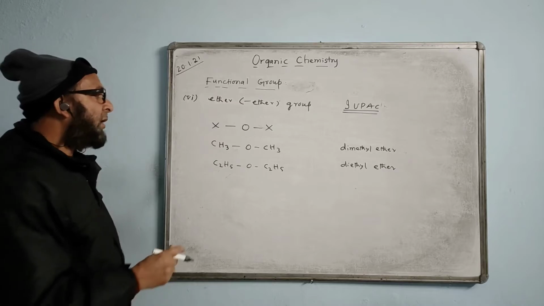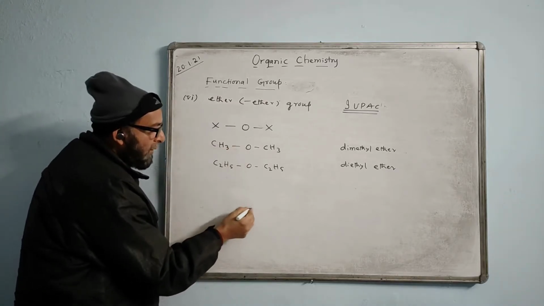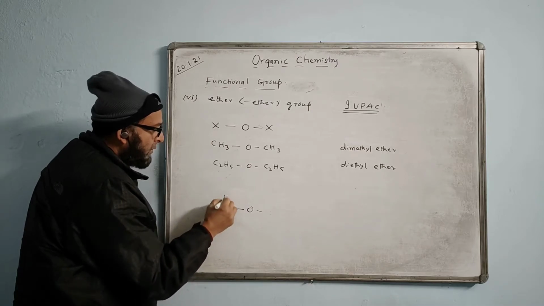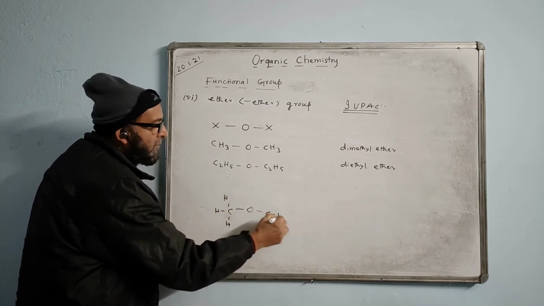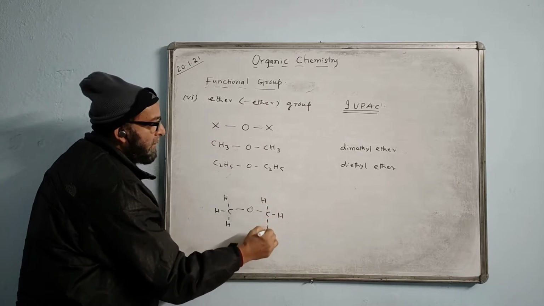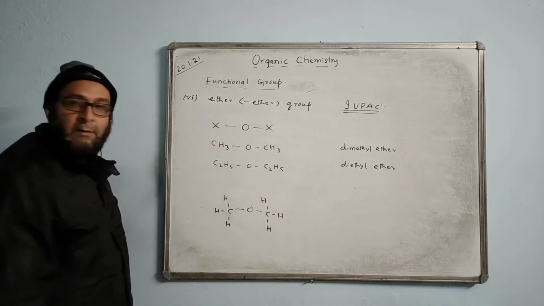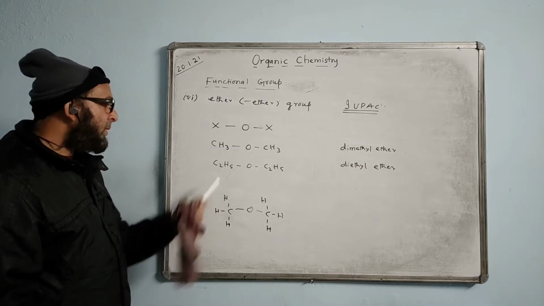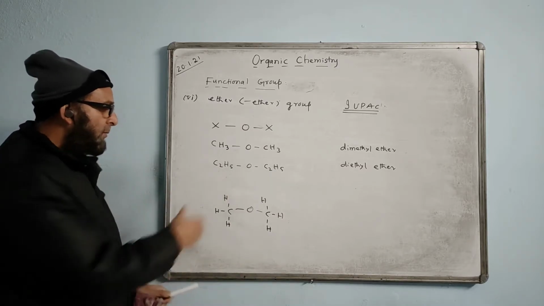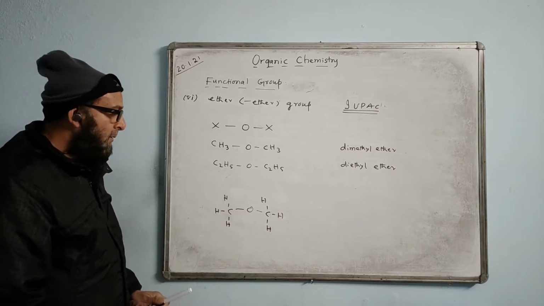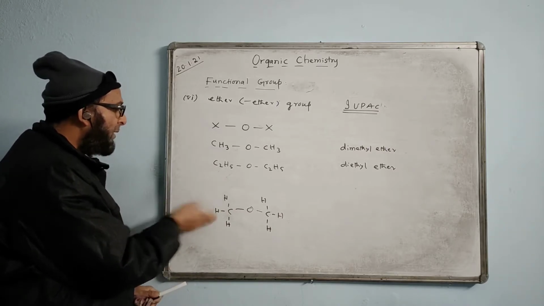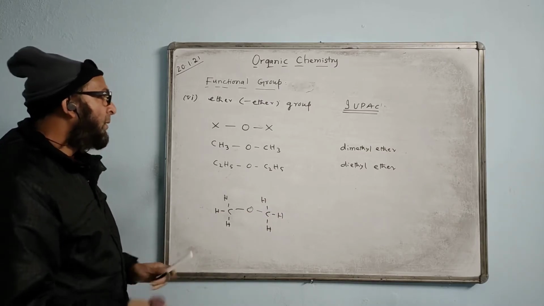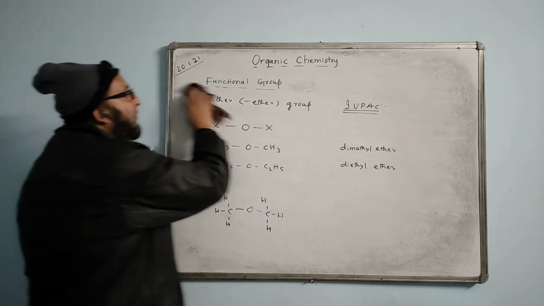How to write the structural formula of this? First we write O like this in the middle. Add CH3 here, and also add CH3 like this way. This is easy. Second one, C2H5 O C2H5. We have 2 C. This side you put C2H5, that side also. This is easy only. Okay. Now the functional group is done.